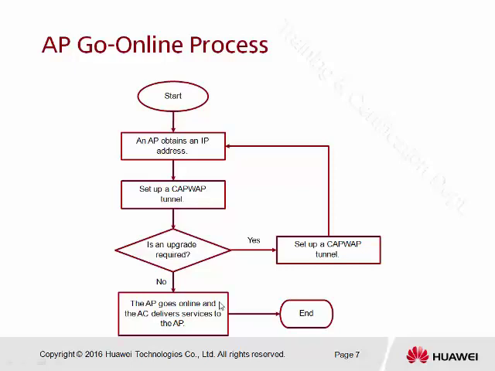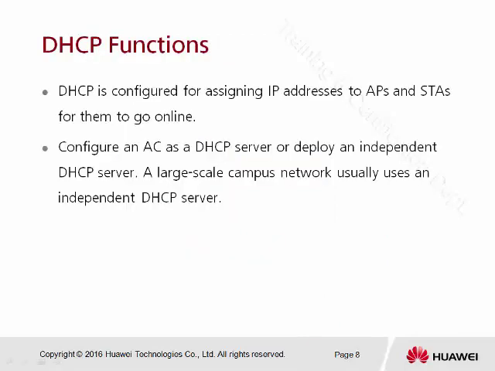All right, so I will go back to here. When there is no upgrade required, the AP doesn't need to upgrade the firmware, it will go straight online and connect with the AC. Then finally end. The function of the DHCP is assigning the IP address to the APs and some of the options for them to go online. Every single IP device always requires an IP before it can go online.